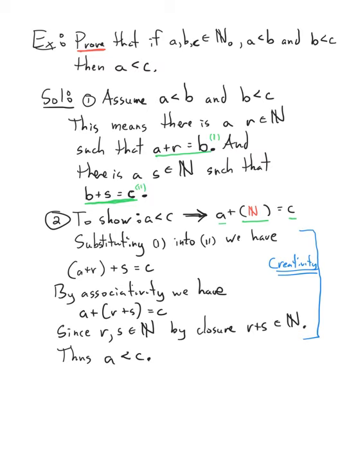B plus S equals C. Here's our B. B equals A plus R. So B plus S equals C. And then we just used associativity and closure to say that the proof is done.